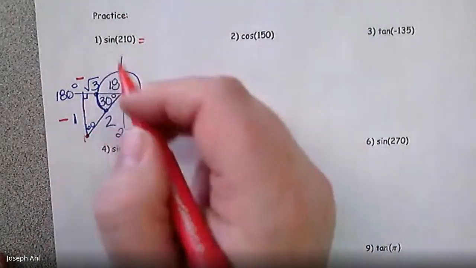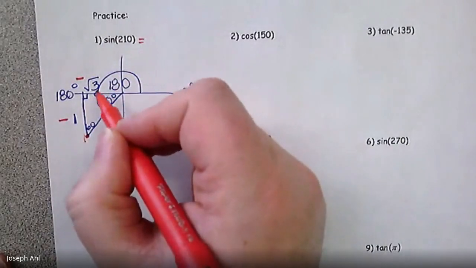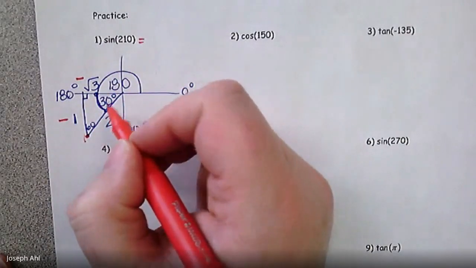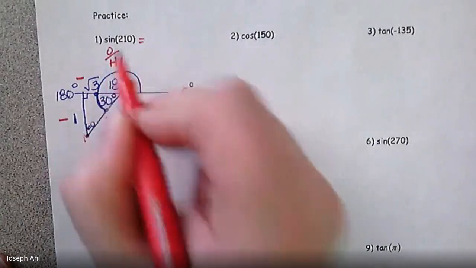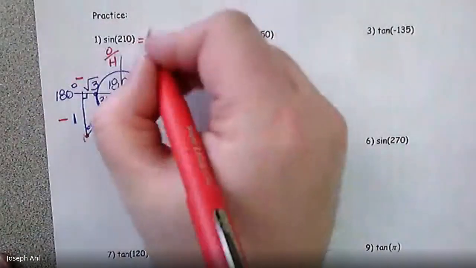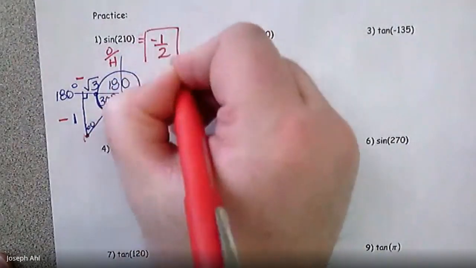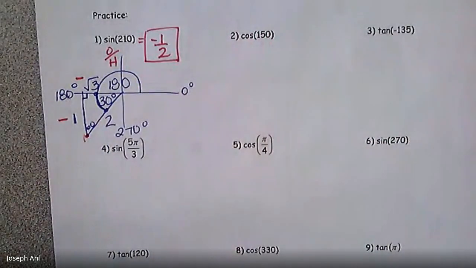Okay, sine of 210 is going to be equivalent to sine of this reference angle. So if I think of sine as opposite over hypotenuse, the opposite is -1, and the hypotenuse is 2. And you can check that on your calculator, by the way. We'll do a little bit of calculator checking over the next few days. Sine 210 is -1/2, and we're done. Let's move on to cosine of 150.